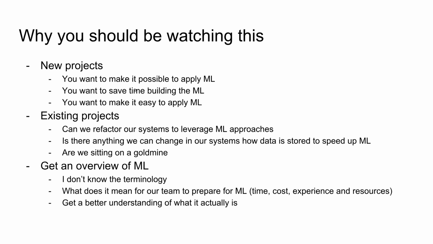So you can see you have three different levers here. You want to make it possible, you want to save time, or you want to make it really easy. And you might have some existing projects where you're thinking about how can we refactor our systems so that we can apply machine learning. Is there anything else that we can change in how the data is stored to speed it up? Or are we actually already sitting on a gold mine in terms of resources of data and images and so on? So here are also three levels that I've identified that I see a lot of people wondering about.